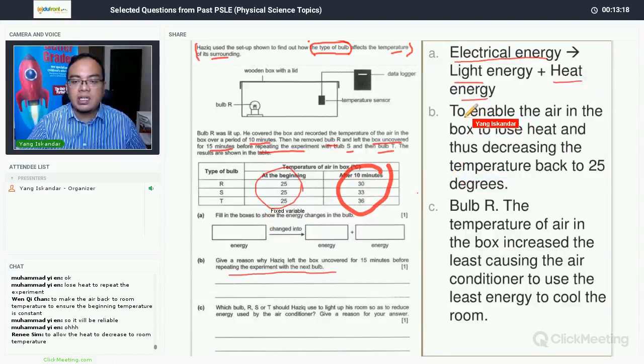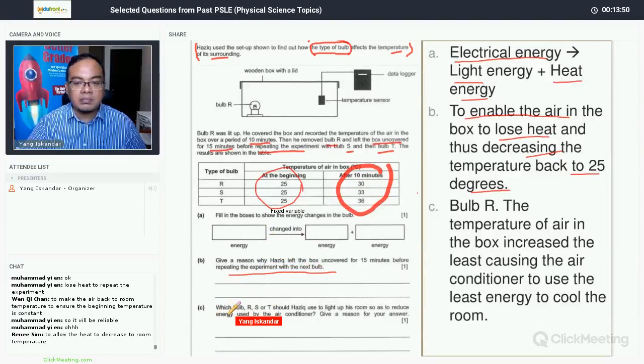Okay, so how to answer this question? To enable the air in the box to lose heat and thus decrease the temperature back to 25 degrees Celsius. Because if you do not remove the wooden box, it will decrease, but it will take quite a lot of time. So when you open up the box, you let the heat escape, so you can decrease the temperature back to 25 degrees Celsius. Then you can start the experiment. So this is to ensure a fair test.